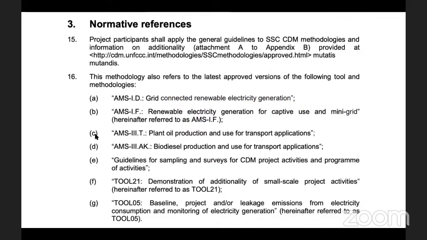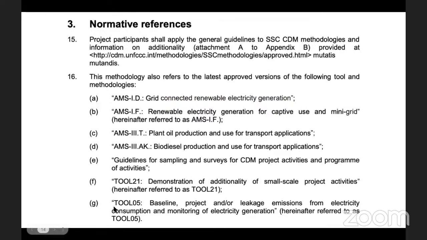C, AMS-III.T, plant oil production and use for transportation application. D, AMS-III.AK, biodiesel production and use for transportation applications. E, Guideline: sampling and survey for CDM project activities and program of activities. F, Tool 21, demonstration of additionality of small-scale project activities, hereinafter referred to as Tool 21.